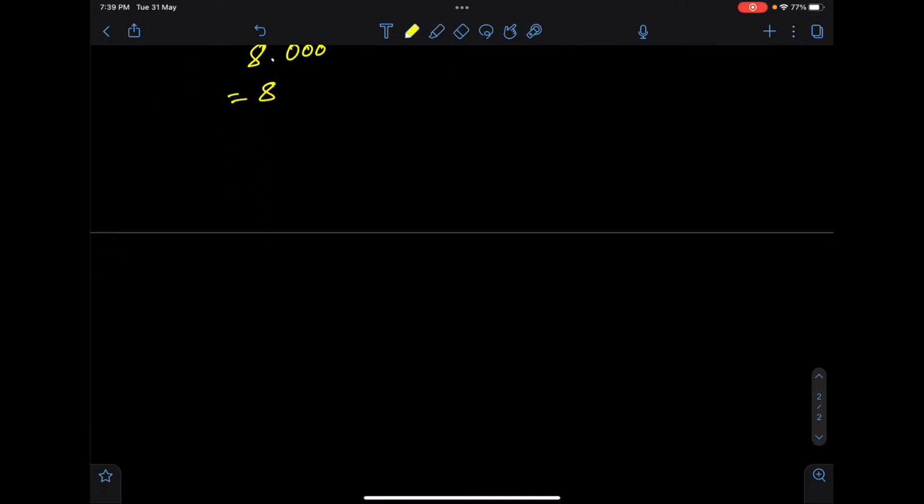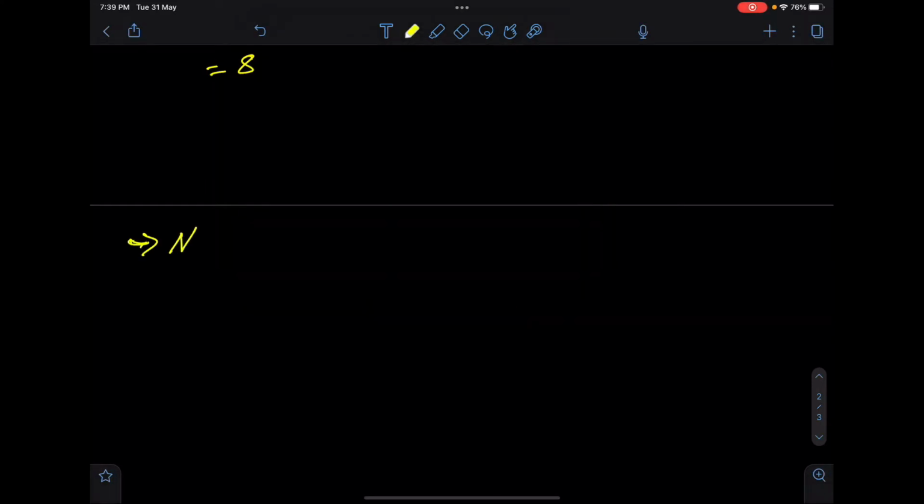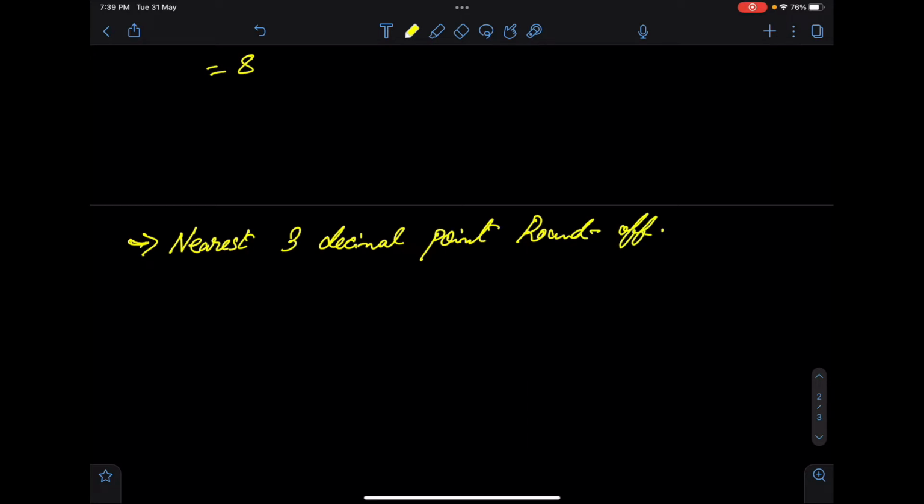Let me just write the heading: nearest 3 decimal point round off. Okay, how do we do this? No, my bad. This should have been nearest 4 decimal point round off. How do we do this? This is also known as nearest 10,000. Why 4 decimal? Because there are 4 zeros, so it's obvious that this should be 4 decimal points.